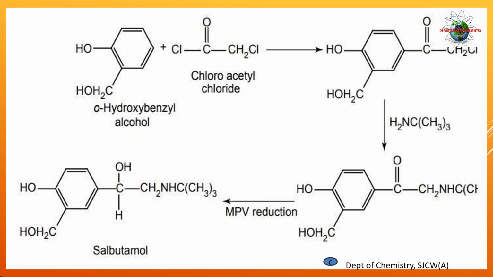In this first method of preparation of salbutamol, the mechanism involves three steps. In the first step of the mechanism, the orthohydroxybenzyl alcohol reacts with chloroacetyl chloride, which gives intermediate 1.